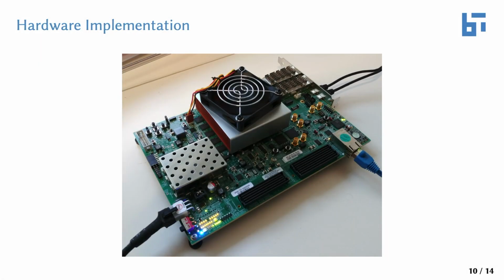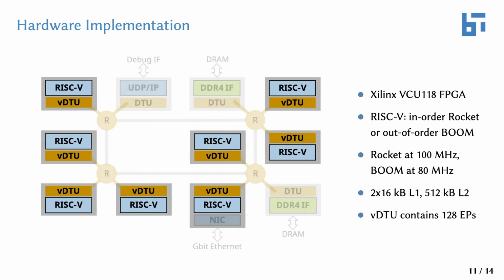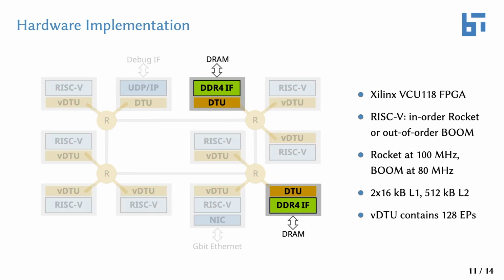In contrast to previous prototypes of M³, we, for the first time, built a hardware implementation as well. And you can see the FPGA here that we used. And this is the hardware platform that we put on this FPGA. You can see at first we have a couple of RISC-V tiles here that each have a RISC-V core and also a virtualized DTU. Second of all, we have 2 memory tiles here that give us access to external DRAM.